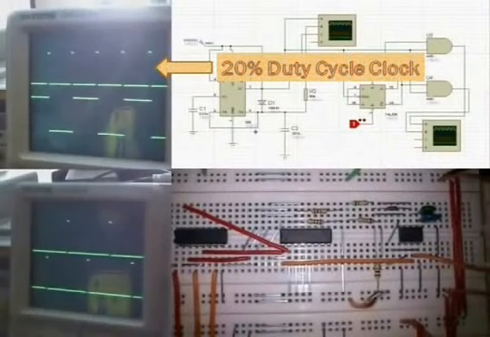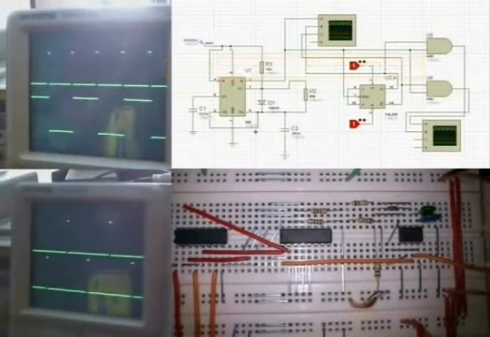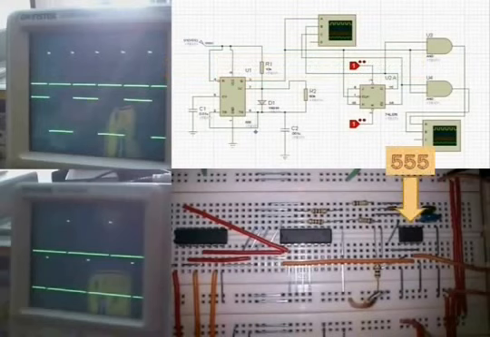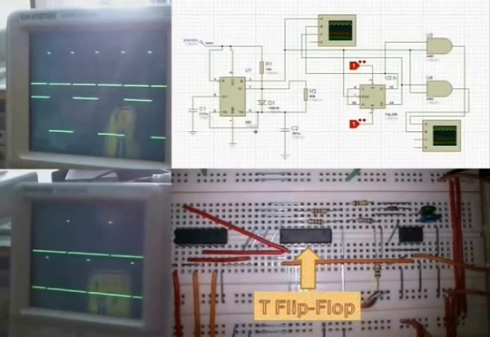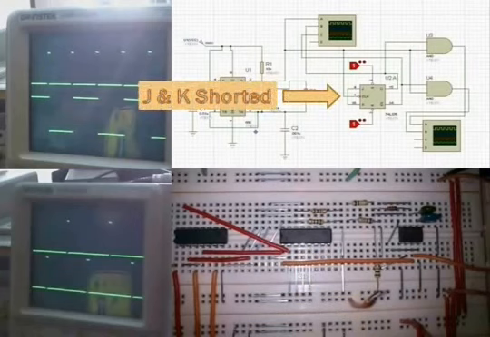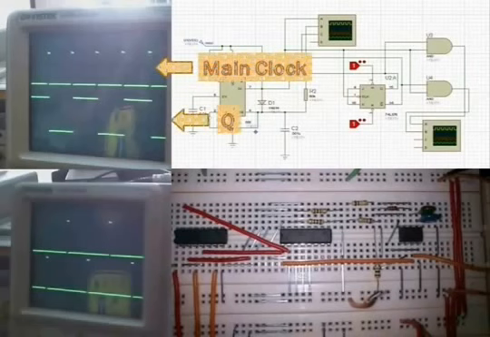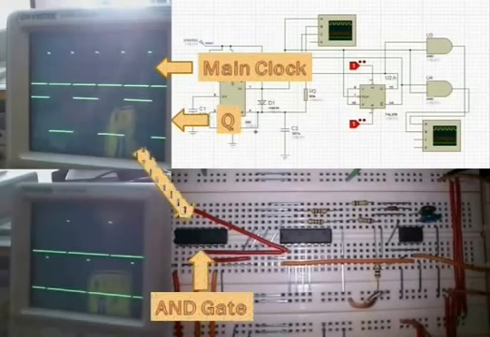First we produce a 20% duty cycle, 20 kHz clock with a 555. It was done by suitable choice of R and C. Then it is input to the clock of a T flip-flop. However, 7476 is mainly a JK flip-flop with its J and K shorted to 1. Q and Q bar of the T flip-flop are ANDed with the original clock to produce the desired shifted clocks.